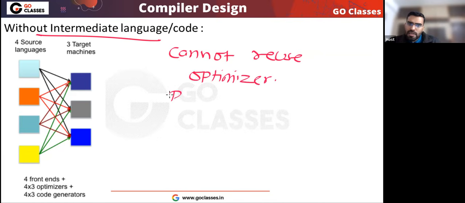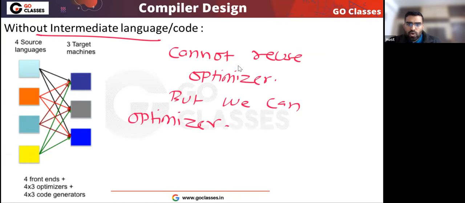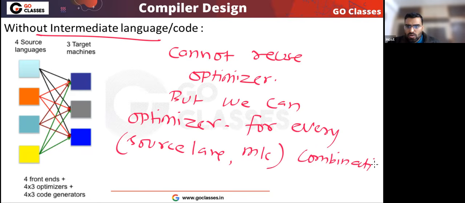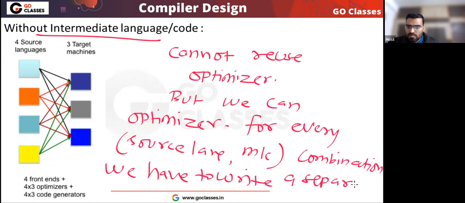But we can optimize. For every source language and machine combination, we have to write an optimizer. Yes or no? We have to write a separate optimizer.